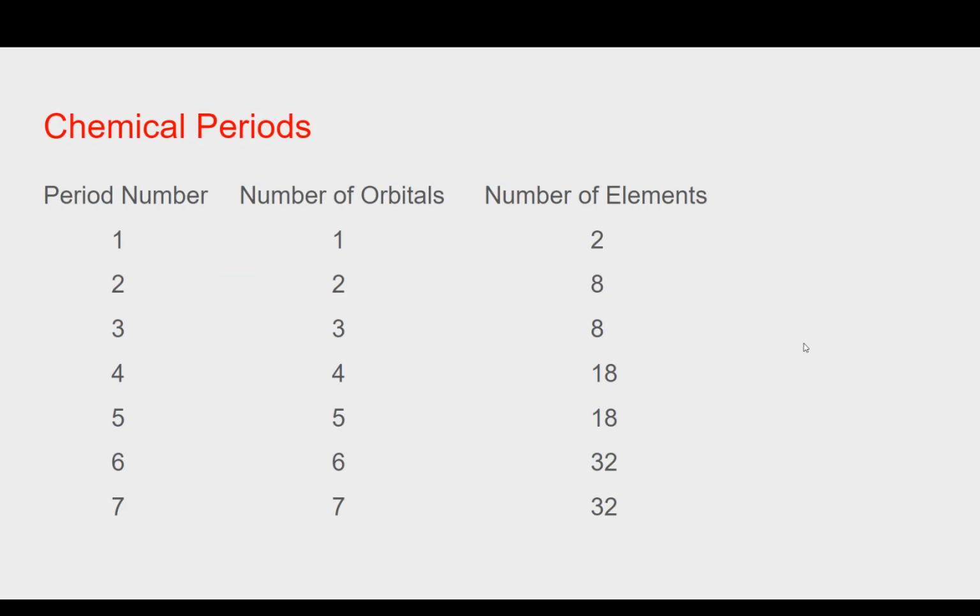In chemical periods, you can see the period number, the number of orbitals, which for the first period is just going to be 1, and the number of elements that are located there. And you can go all the way down to period number 7. It has 7 orbitals, and the number of elements located in that particular period is going to be 32.